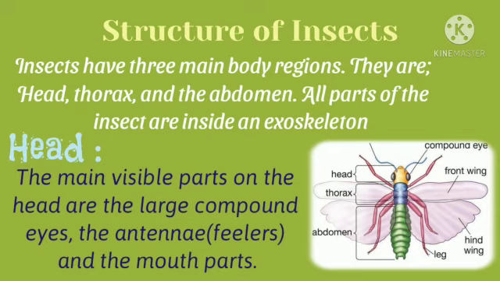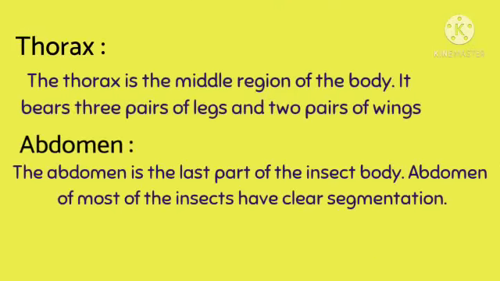So what is the first part in the insects? Head. In the head they have the two eyes and the feelers and the mouth. These are combined together and form the insect's head. Next, thorax. Thorax is the middle region of the body. It bears the three pairs of legs and two pairs of wings. So, thorax is the middle region in the insect's body.